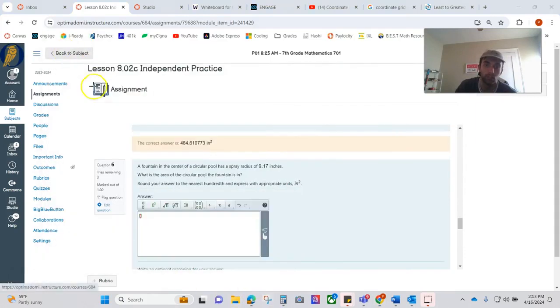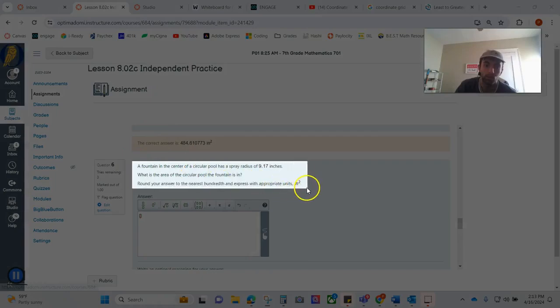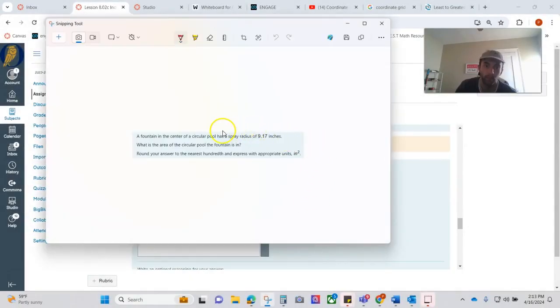Question 6. A fountain in the center of a circular pool has a spray radius of 9.17. What is the area of a circular pool? To find the area of a circle, we can do area equals pi times radius squared, or if we rewrite that in a more expanded way, we get area equals pi times radius times radius. This question tells us the radius is 9.17. So let's plug that number into our equation.